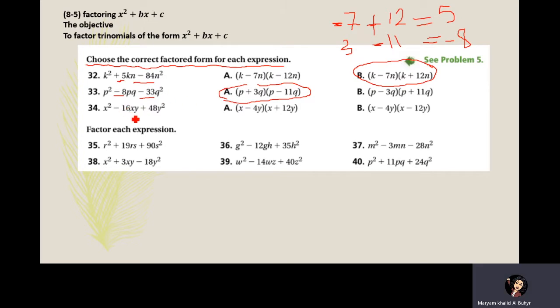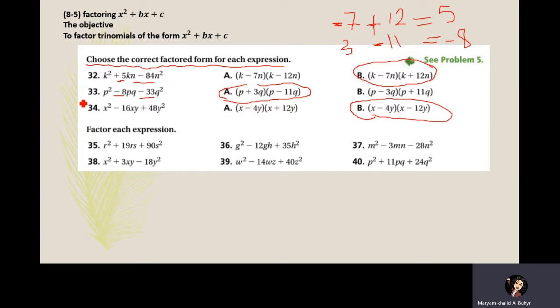The last one, 16 and 48. I need it positive here, but I should have both of them negative, because once I take 4 and 12, how can I get 16? I must add them. But I have it negative, so I should have both numbers negative, so I can add them. So this is the answer directly.